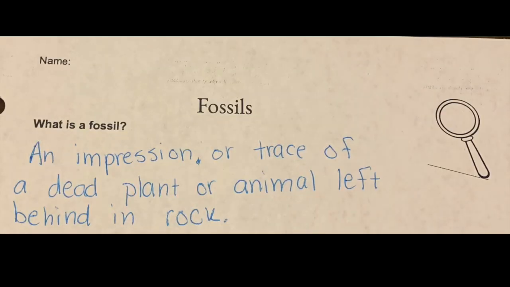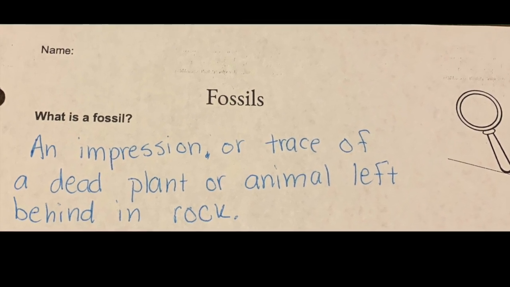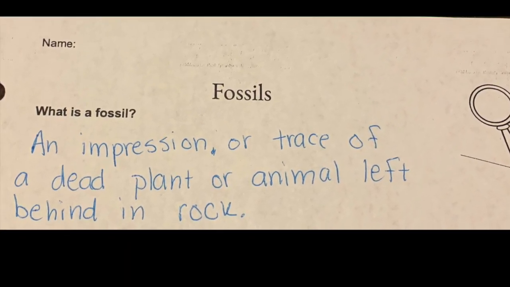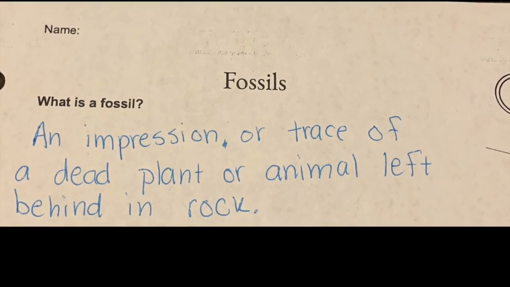So on your screen, we're going to write down that definition, and it will be here now. Fossils are remains or impressions of plants and animals that have died, and it gives us clues about the past. Nice job. You should have that definition written down from the screen.